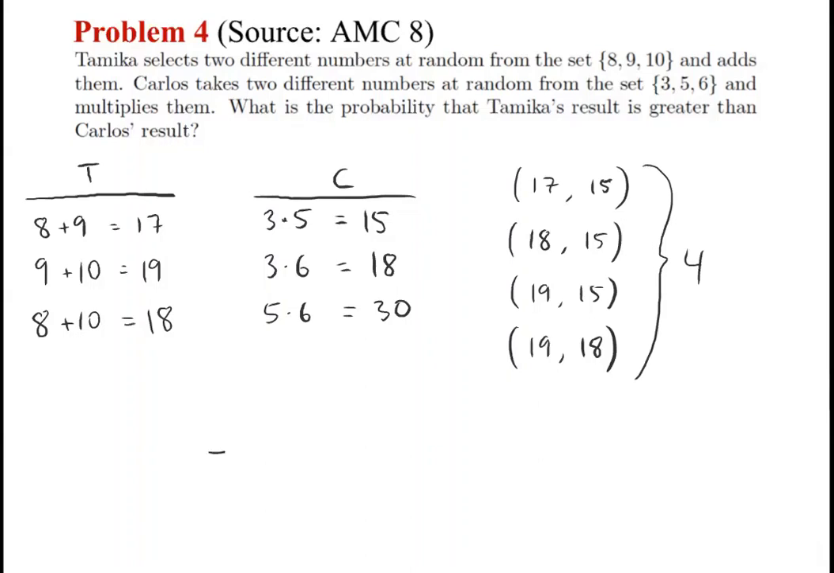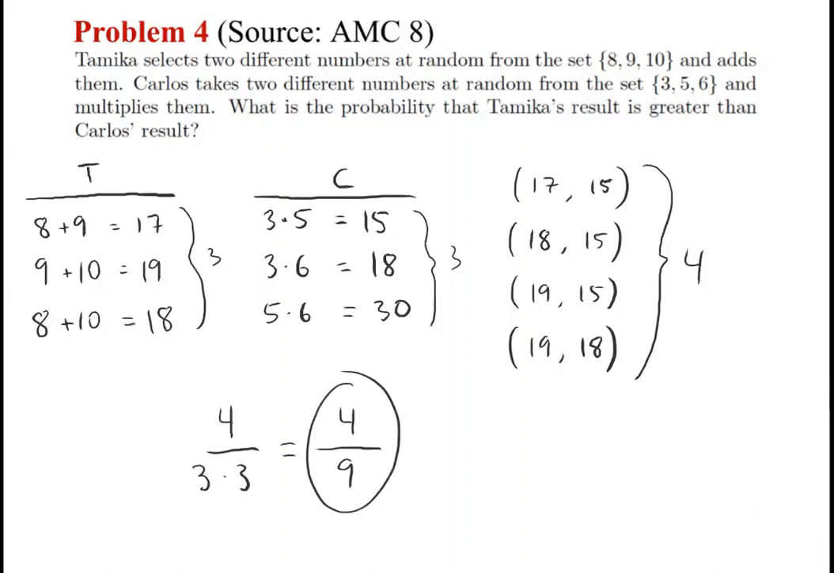So we'll just have to put the 4 over the total number of combinations, which is 3 times 3. This comes from this and this. So that will give you a fraction or a probability of 4 over 9. And that's your answer.